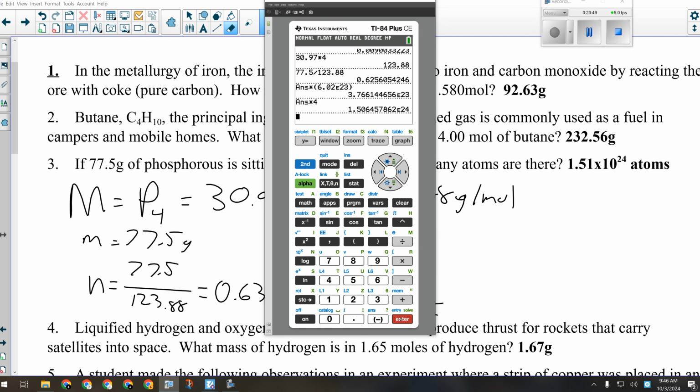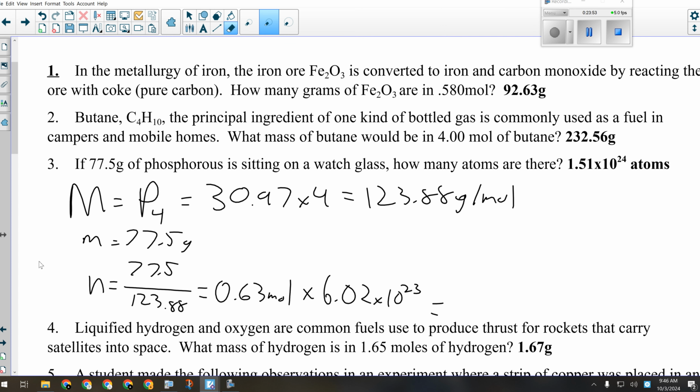Can you explain that though? Can I explain it? Yeah. When I have 1 mole of phosphorus, I have 6.02 times 10 to the 23 of these. That's a molecule. It's 4 phosphorus atoms joined together.